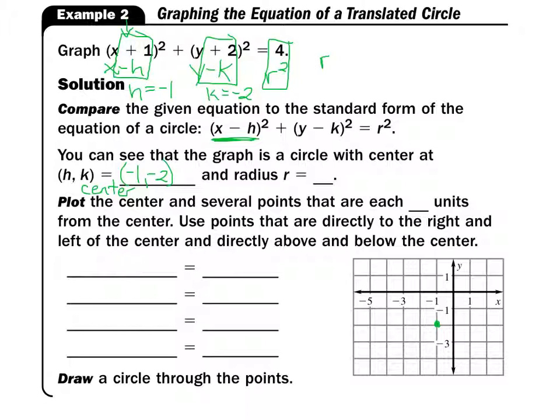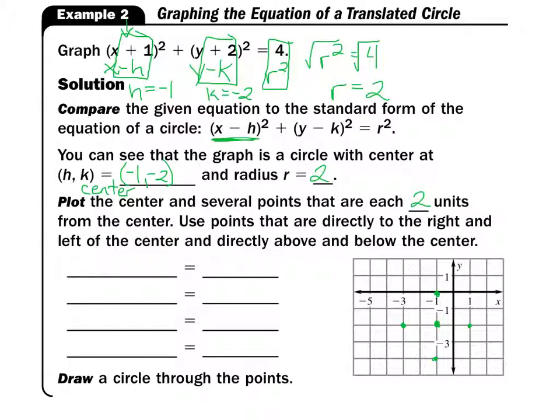And the radius: r squared is equal to 4. If I take the square root of both sides, r is equal to 2. So we have a radius of 2. Plot the center and several points. If the radius is 2, then we're going to go 2 units in any direction. We already have our center at negative 1 comma negative 2. So we go 2 units up, 2 units to the right, 2 units down, and 2 units to the left.